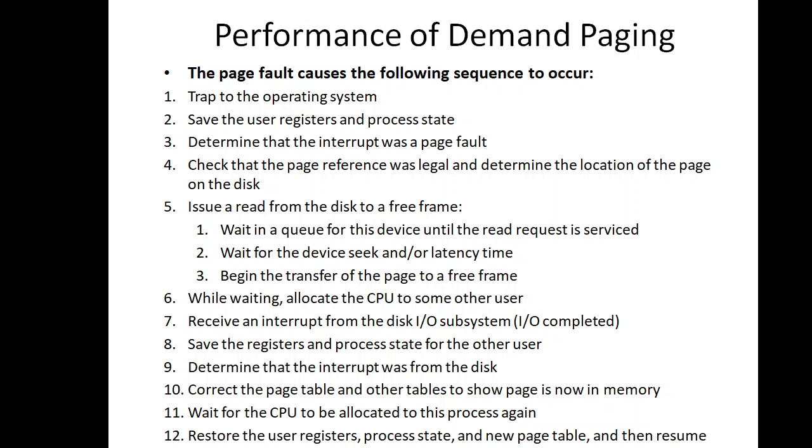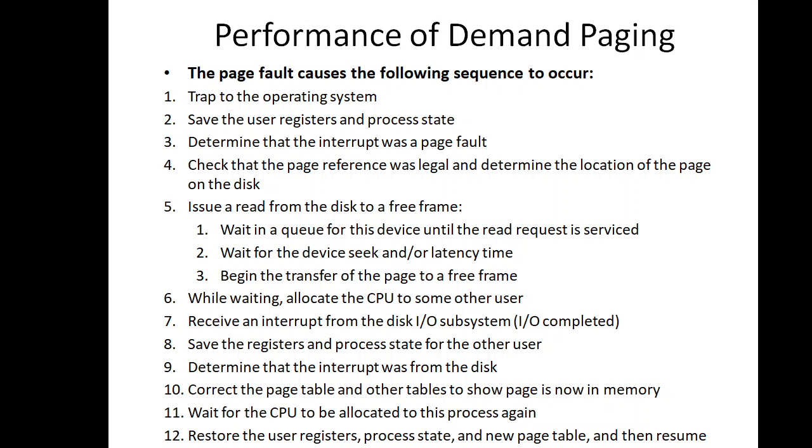Next, step 6: while waiting, allocate the CPU to some other user. Since we are waiting for this particular read operation to happen, we can assign the CPU to some other user or some other process. Next, receive an interrupt from the disk IO subsystem, which indicates that that particular IO has been completed.